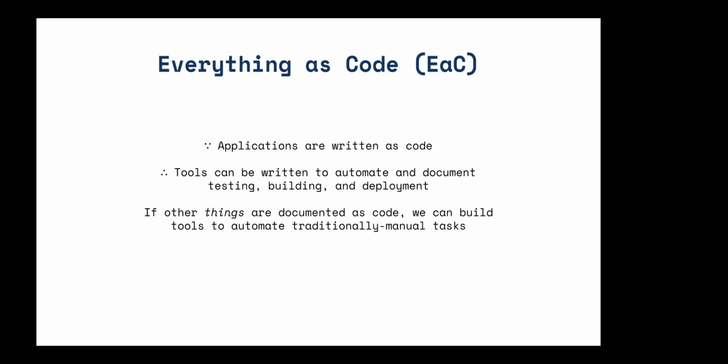So what if we don't just write applications as code? What if we apply that same idea to something else, like our infrastructure? What if we can define what servers and the network configurations between these servers as code? What if we don't have to manually SSH into a server and install dependencies? What if we can document those as code?